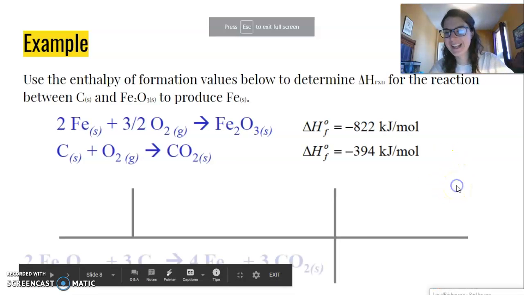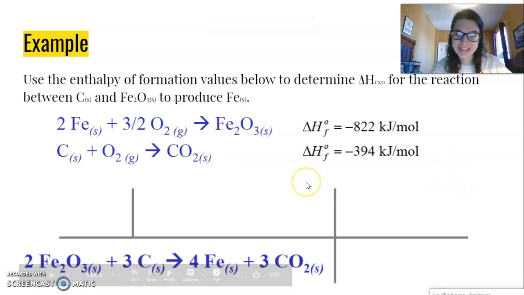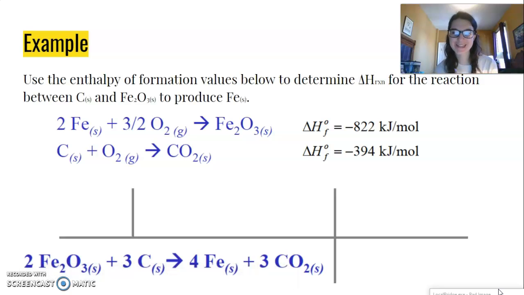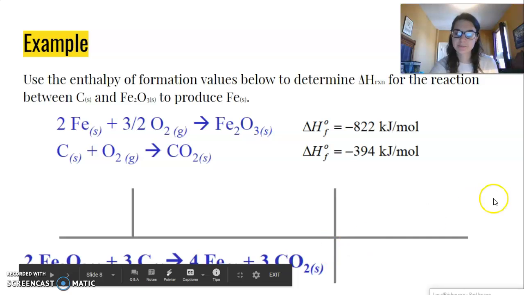I love technology. So my overall equation is going to be iron 3 oxide plus 3 carbon solid, yielding iron and CO2. And these coefficients I just use through balancing the equation, making sure I have the same number of carbon, oxygen, and iron on the same side. So now, with my end goal in mind, I can figure out what I need to do to those equations to get my overall final reaction here.